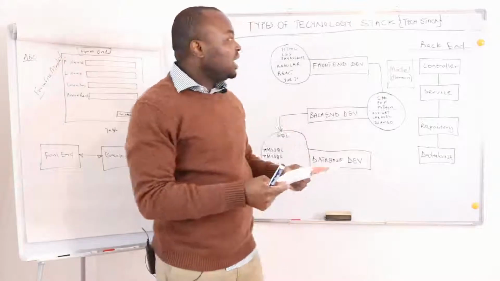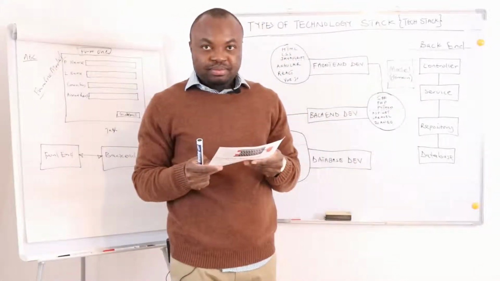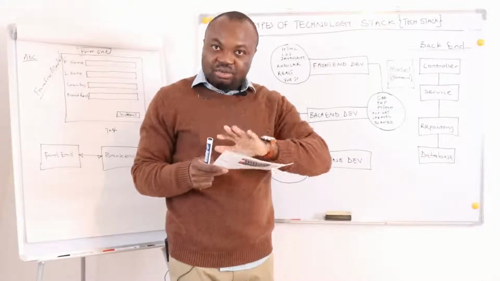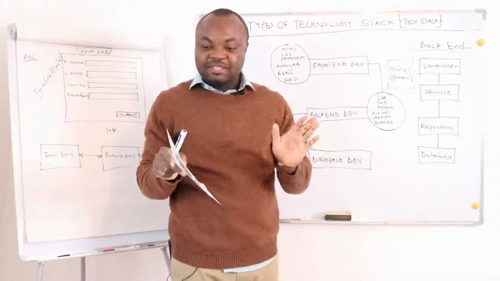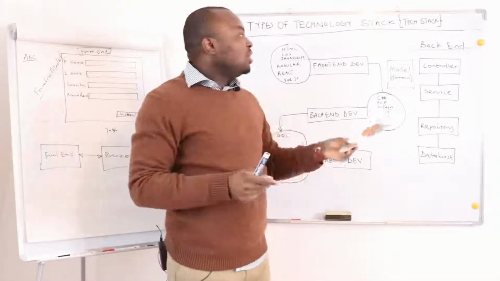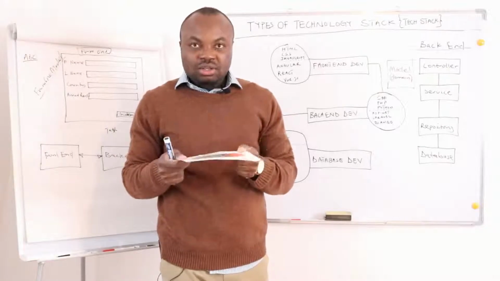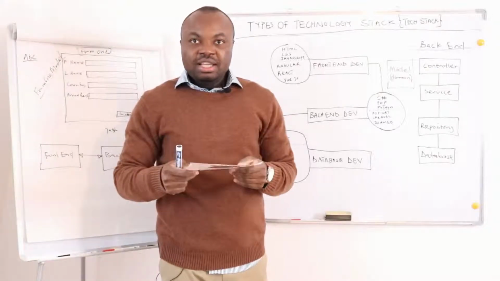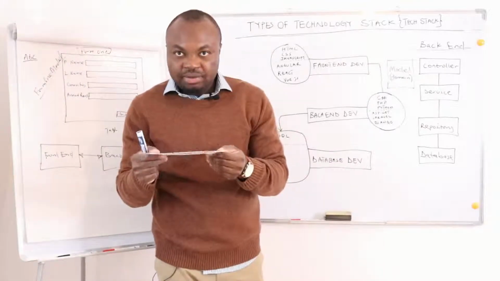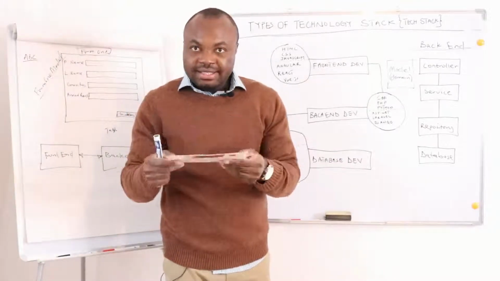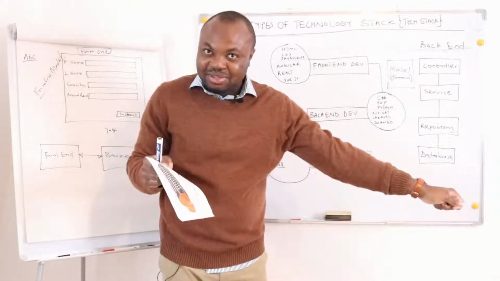Then the controller will receive this form. So let's assume that everything is a form. Everything in computer is a form. Once the controller receives this form, if I don't want to do anything, if I just want to save it to the database, the controller will take this form, create a copy of this form, and save that copy to the database.